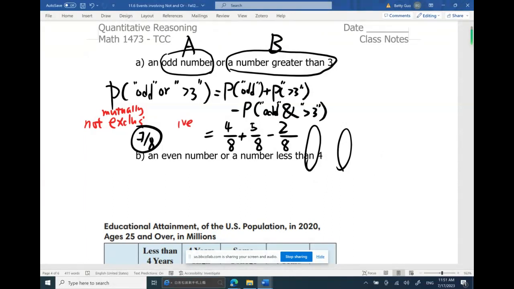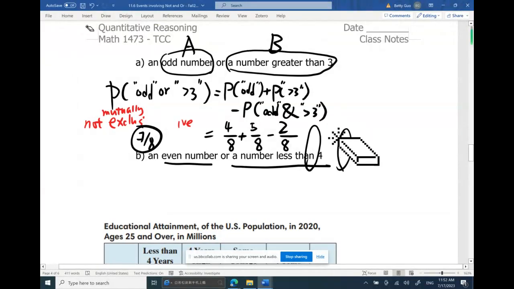Part B. What's the probability of getting an even number or a number less than 4? So this time we are going to use A and B, okay? Make it easier for us. Let me erase those 2 bubbles.